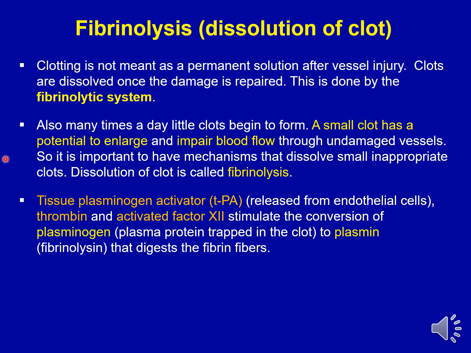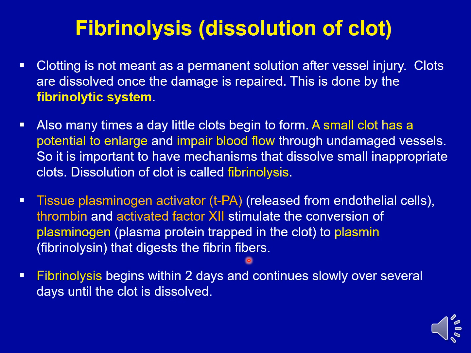This usually occurs by the protein called plasminogen. Plasminogen is an inactive protein and should be activated to plasmin, and this usually needs a tissue plasminogen activator released from the endothelial cells. So tissue plasminogen activator, thrombin, and activated factor 12 stimulate the conversion of plasminogen into plasmin. And the plasmin acts as an enzyme that digests the fibrin fibers. Fibrinolysis begins within 2 days and continues slowly over several days until the clot is dissolved.